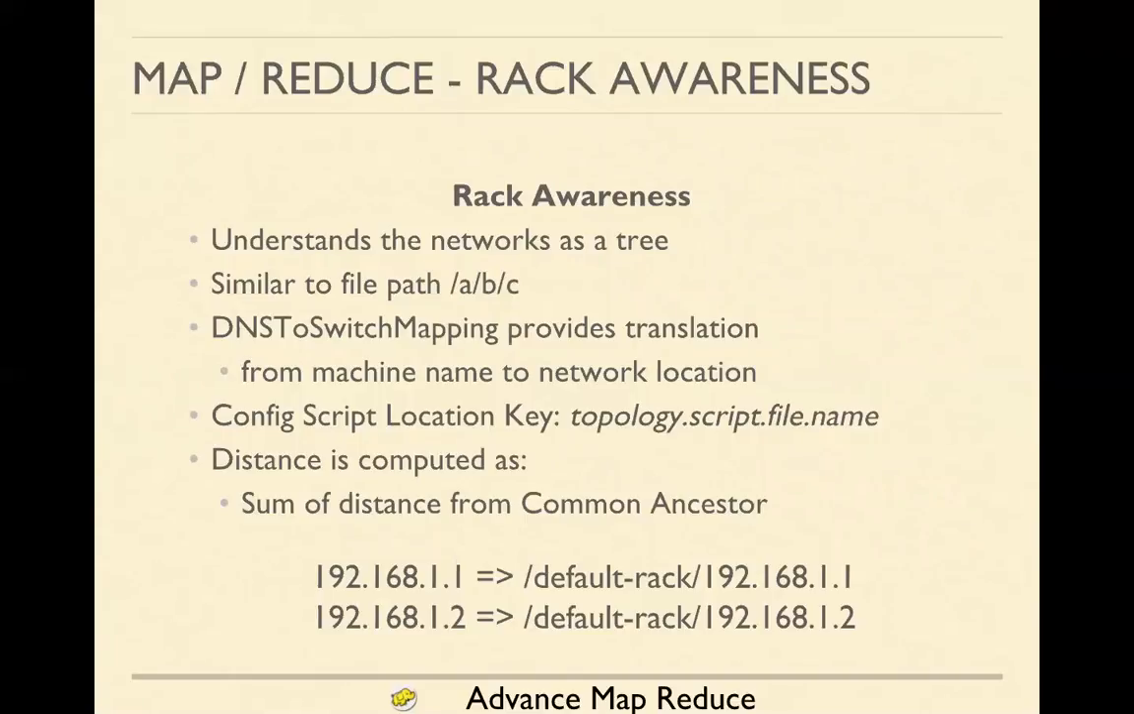MapReduce understands the network as a tree. It is similar to a file path, slash a slash b slash c. And there is a setting called DNS to switch mapping that provides the translation from machine name to network location. In the config, you can see topology.script.file.name. This script essentially translates an IP address into a URL. The URL represents the name of the node in the form of a folder structure.